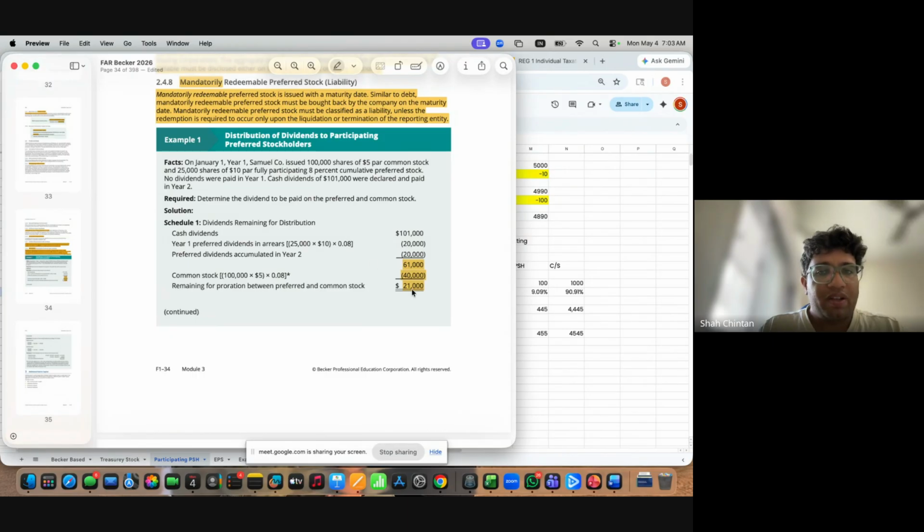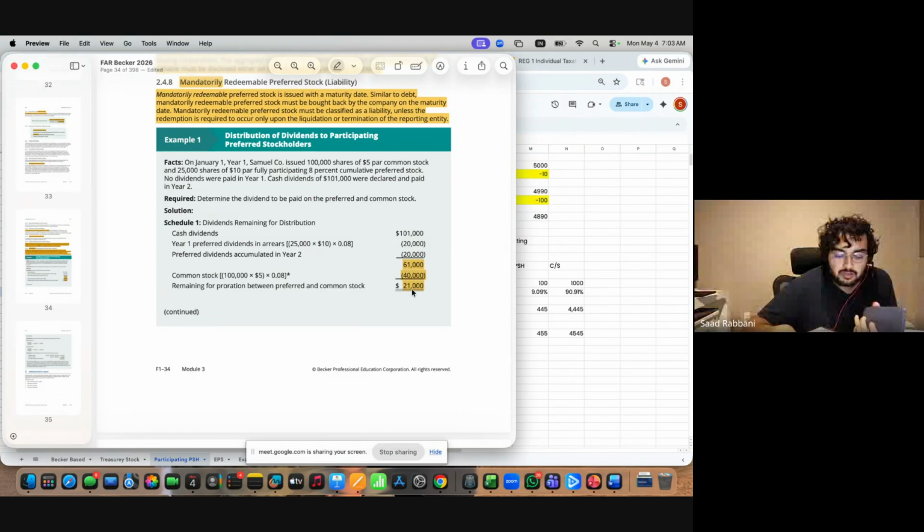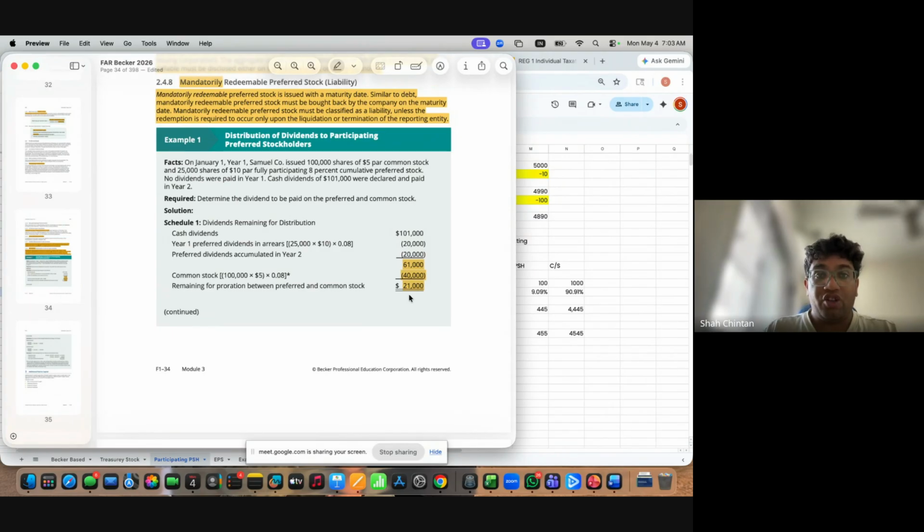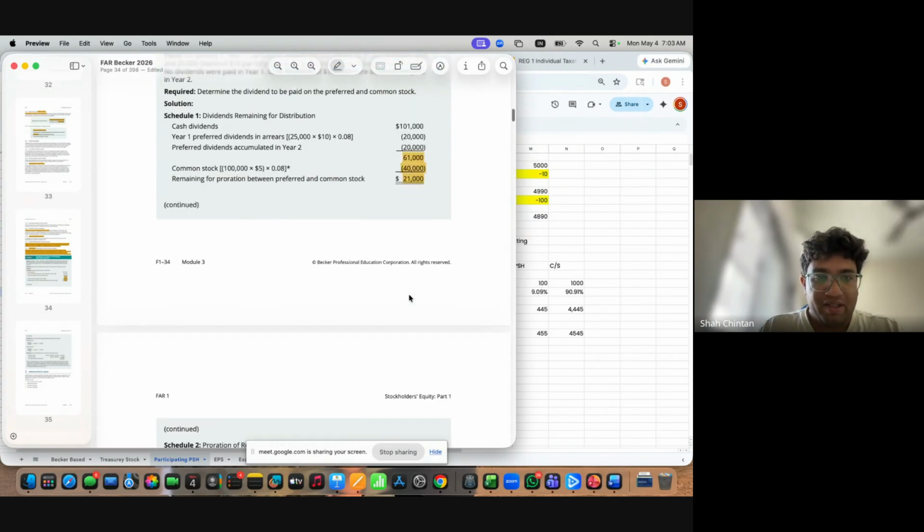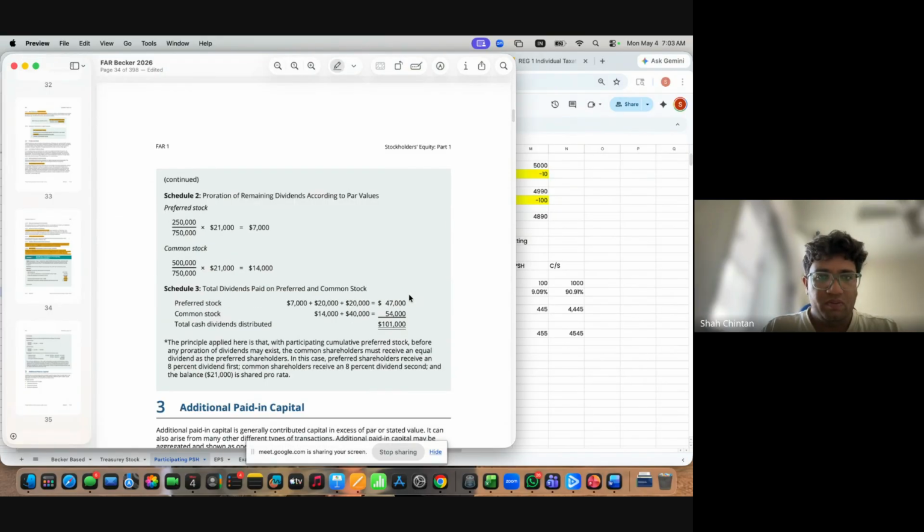Okay, 21,000, I calculated in the ratio by the number of shares, not the total value. You have to calculate in the ratio of amount invested. So what we are saying is, what is the ratio of amount as per the par value? $25,000 for preference shares, 5 lakh dollars for the common share, and then 21,000 needs to be distributed accordingly.